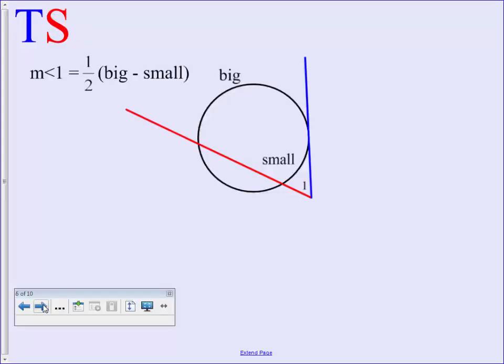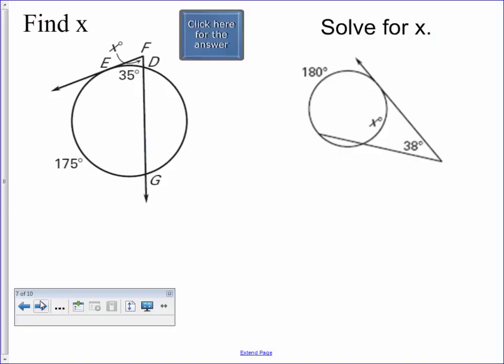Tangent-secant is the same formula as tangent-tangent, but notice that we've got more than 2 parts of this circle. We've cut it here, here, and here. So doing 360 minus one of those isn't necessarily going to give me the other part. Just pay attention to the information you have. This is still subtraction though, because the angle is still outside of your circle. See if you can try the first one using the formula, big arc minus small arc divided by 2. If you did your math right, you should have gotten that the value of x in this particular problem is 70.